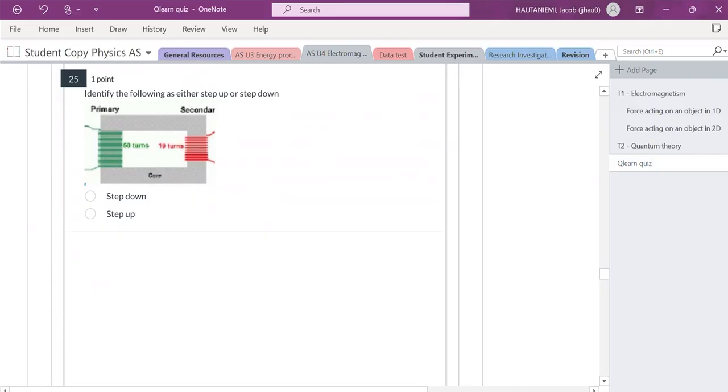Identify the following as either a step up or step down. Okay, we're going down in our turns, it's going to be a step down.